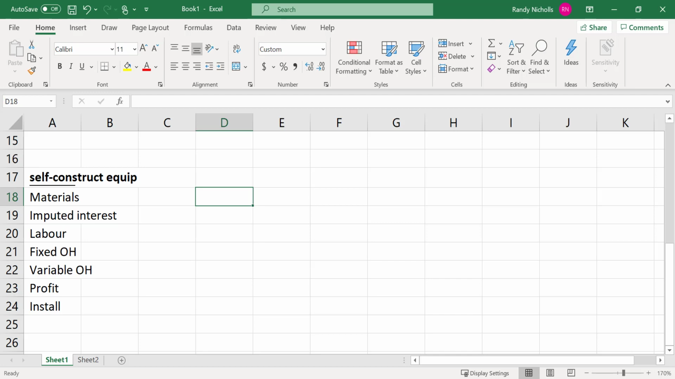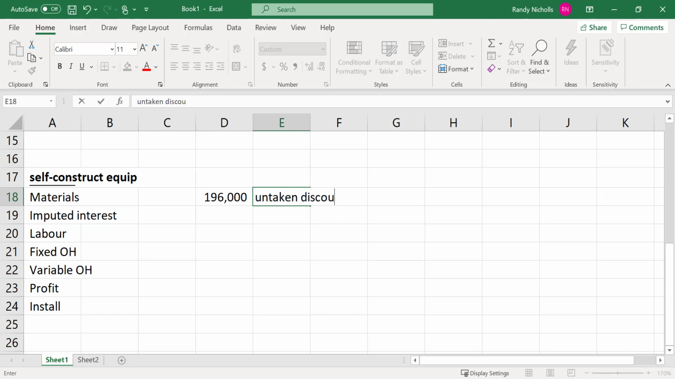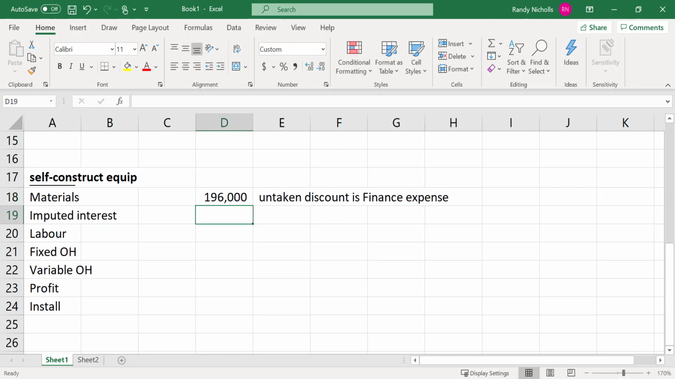But what we're saying is we got machinery that cost $200,000. There was a 2% discount available. We didn't take it. Typically, we use the net method. So what they're saying is I should record the untaken discount as a finance expense. Again, I am not going to test you on that, so don't worry about it, but just to get the answer to the question, and I think on the assignment we have that same issue.